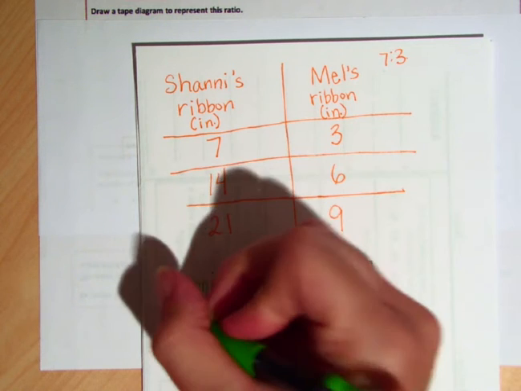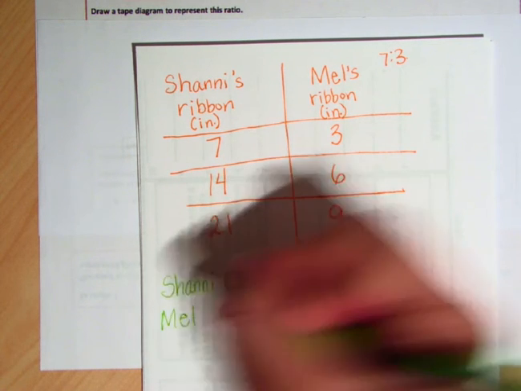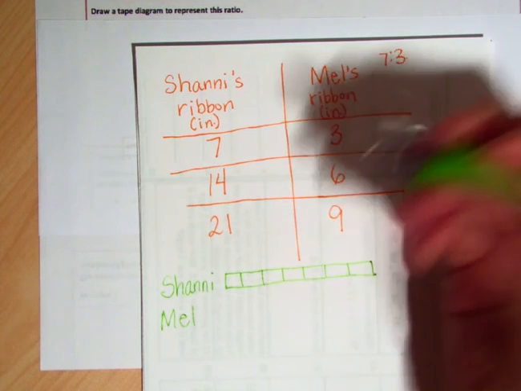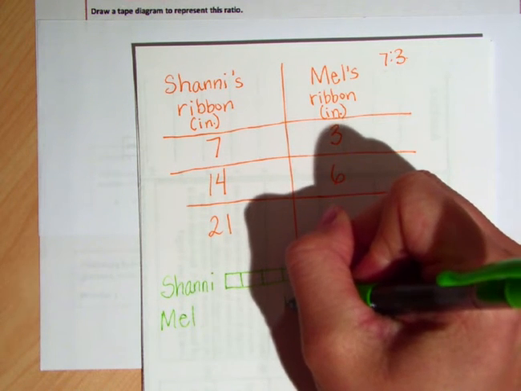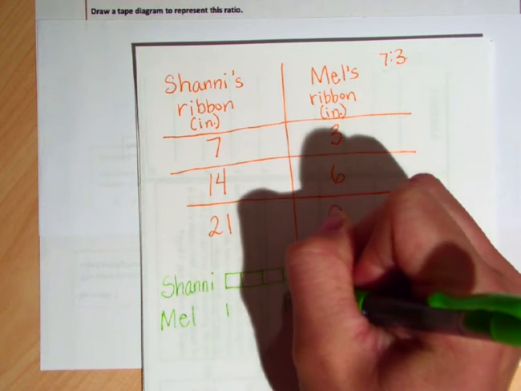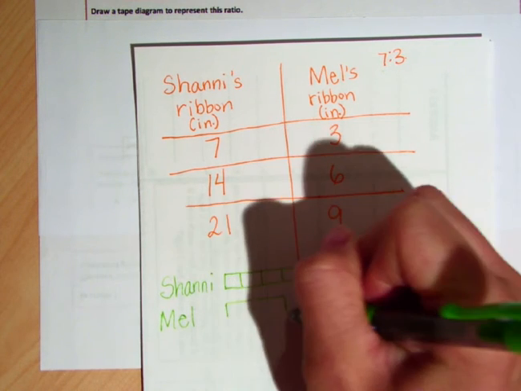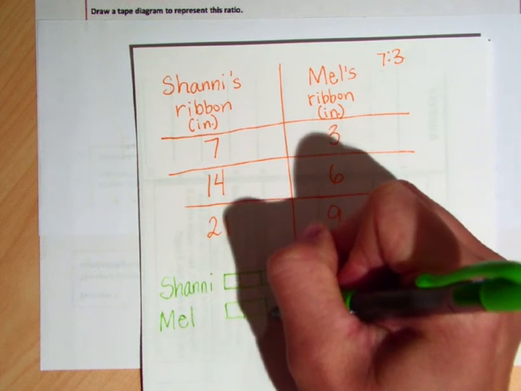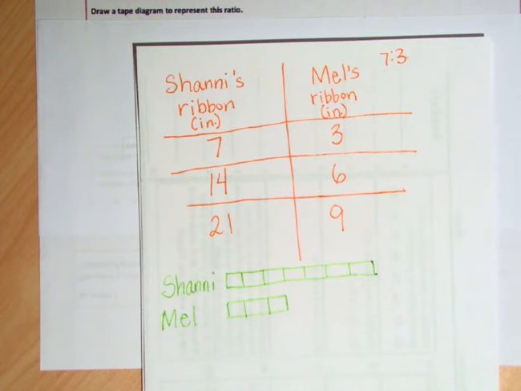Okay, Mel comes next. Mel is the B part of our ratio here. And Mel's part is 3. So let's do 3 units. And I just measure right to that 3 there. And we'll draw the lines kind of in the same place. So that one's already done for us. So we have 7 to 3. Very good.